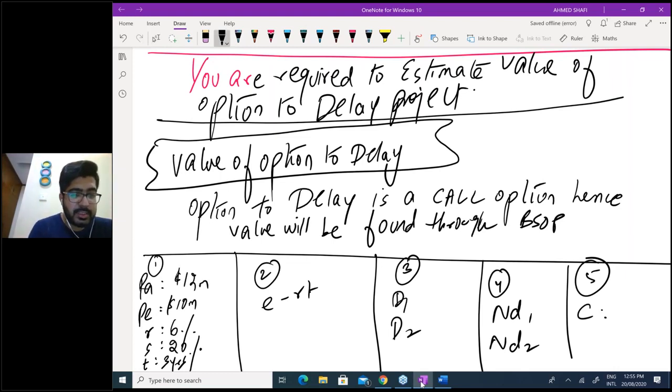If PE, the initial investment, is 10 million and NPV is 2 million positive, the present value of returns is going to be 12 million. Then you know the e to the power minus RT, the D1, D2 formula, the N(D1), N(D2) and the call option value. This is how you deal with option to delay, expand or early exit. Whatever the option is, either it should be a call or a put, you need to find value through BSOP. 5 steps. Step 1, R, S, T would be given. PA, PE, I have told you to memorize what they are, and that's it. You can note this. If you have any questions, please ask.